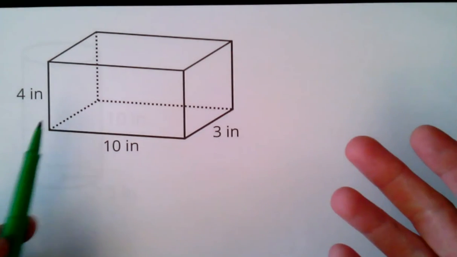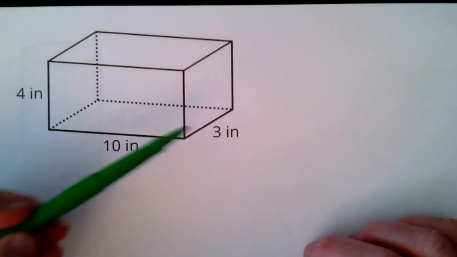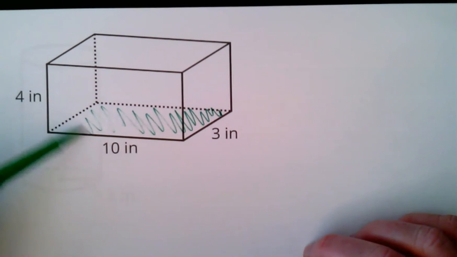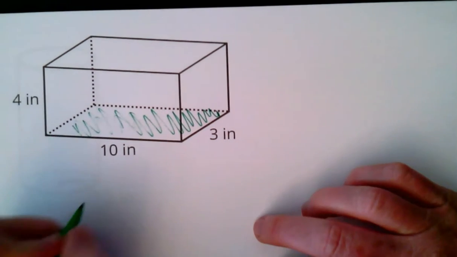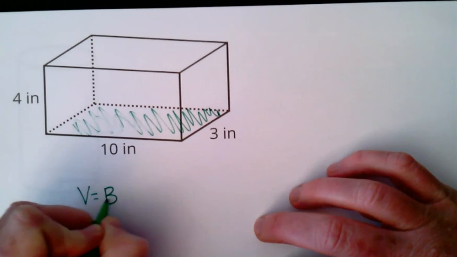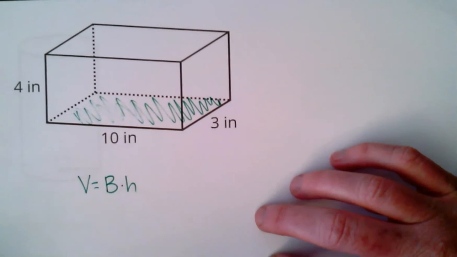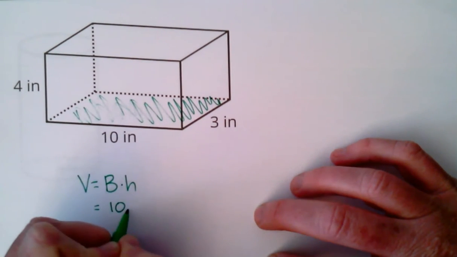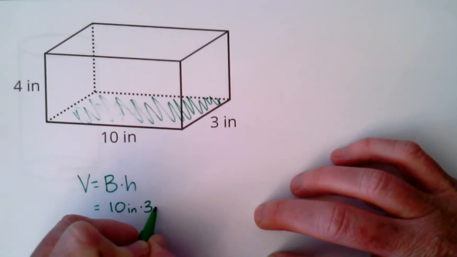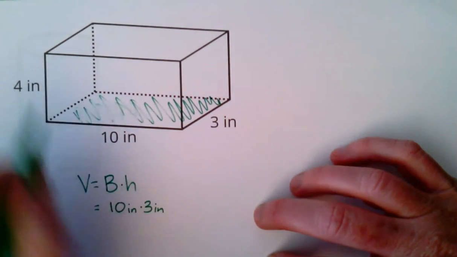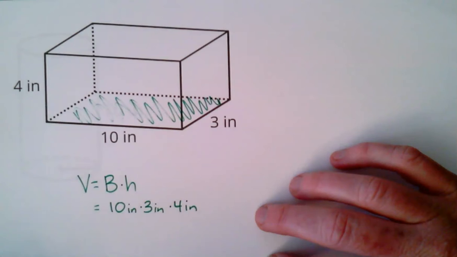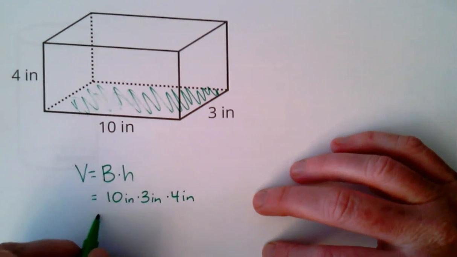Okay, if we want to find the volume of this shape, we'll just call this our base down here. So my volume is the area of the base times the height. The area of the base is 10 inches times 3 inches, times the height. I'm writing the units on this one. You don't have to normally, but I'm going to show you why I did here in a second.